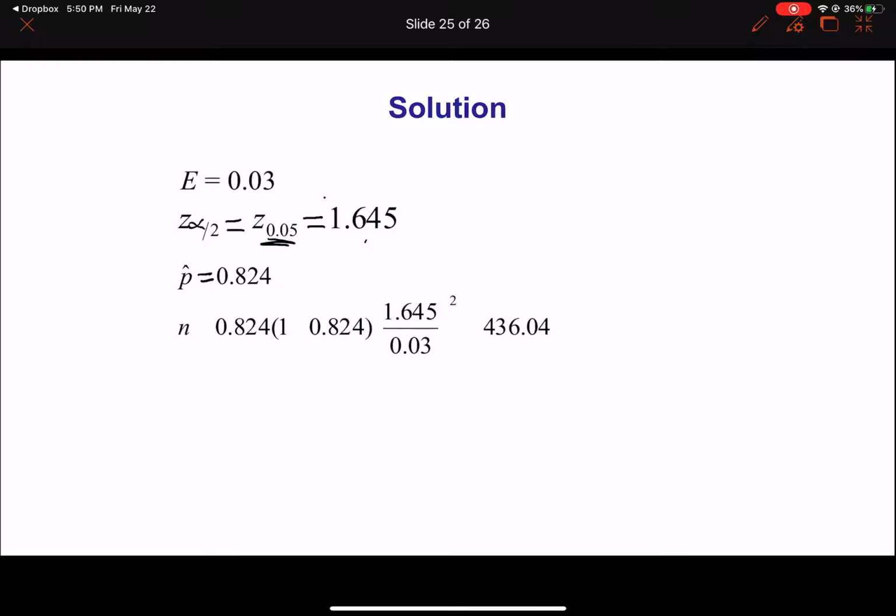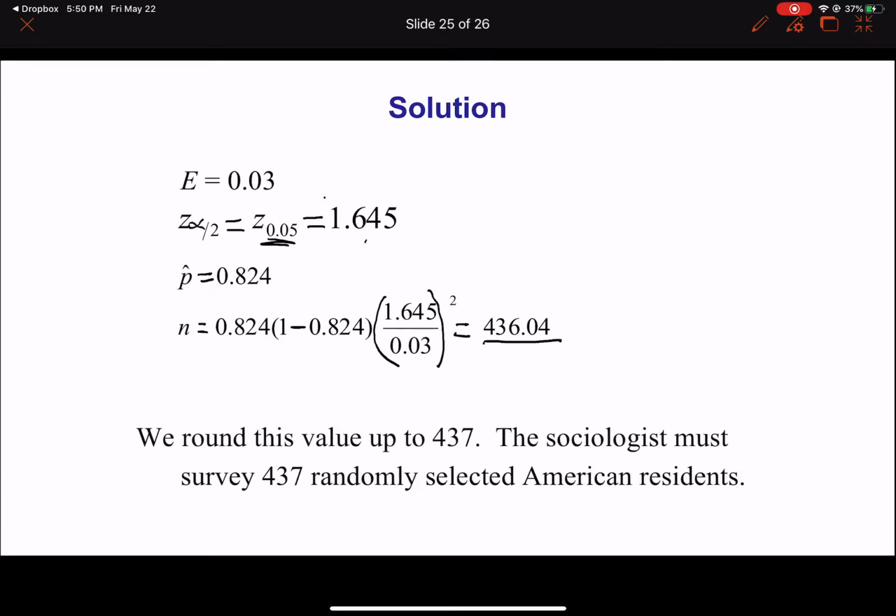All right. So here's the math. I did 0.824 times 1 minus 0.824. We did 1.645 divided by 0.03. We squared that, and we got 436.04. I can't pull 436.04 people. 436 is too few because it has to be at least 436.04. So we're going to round the value to 437.